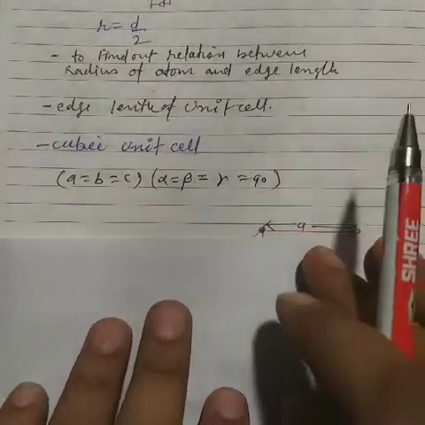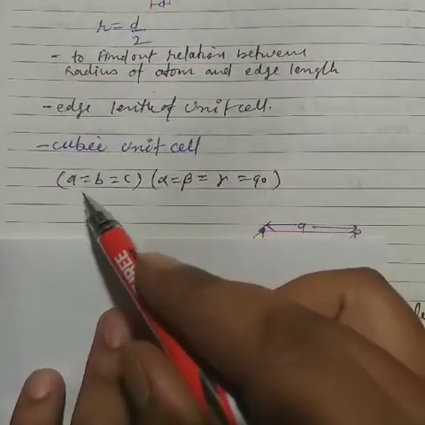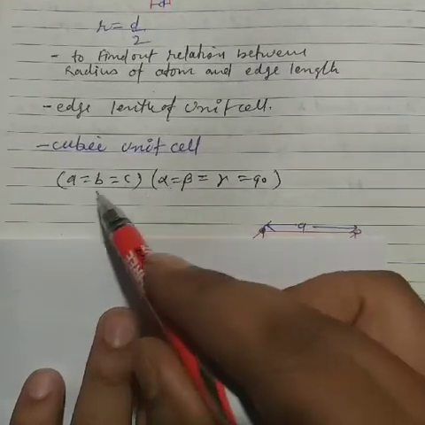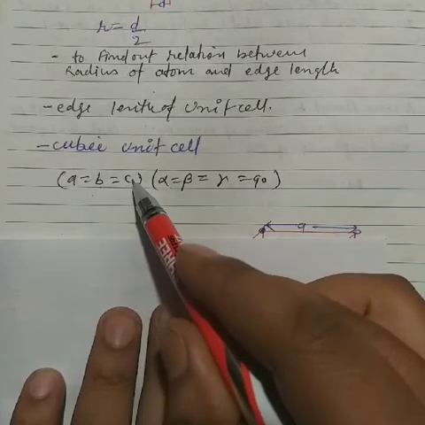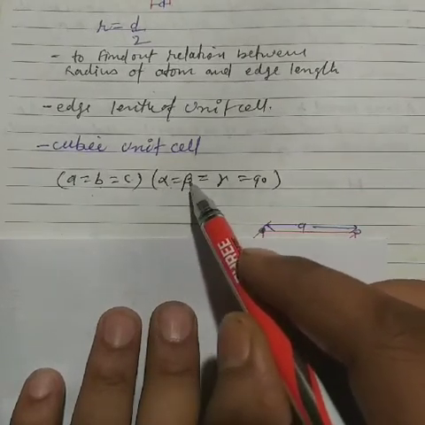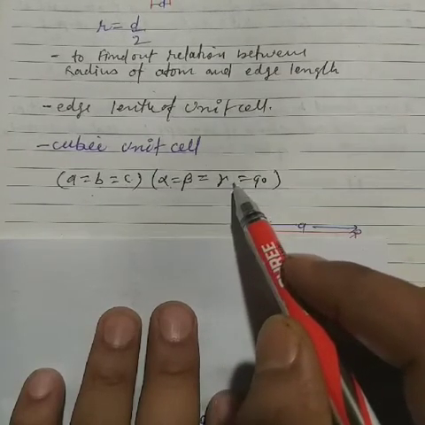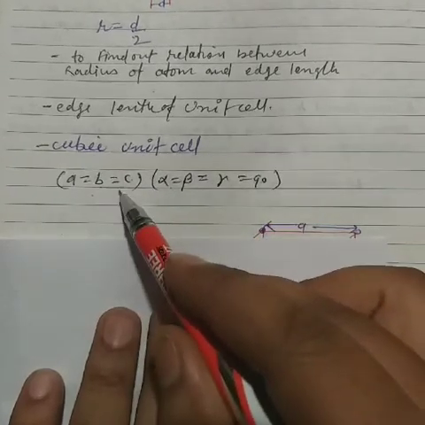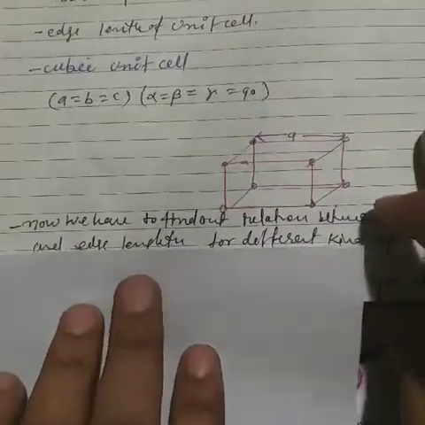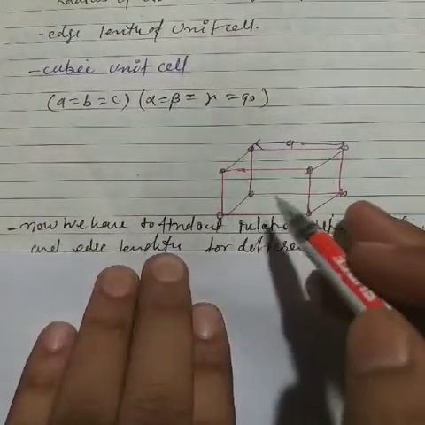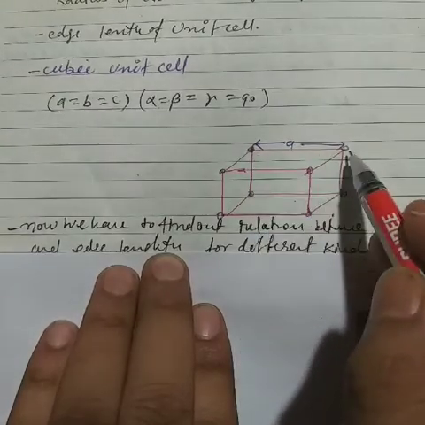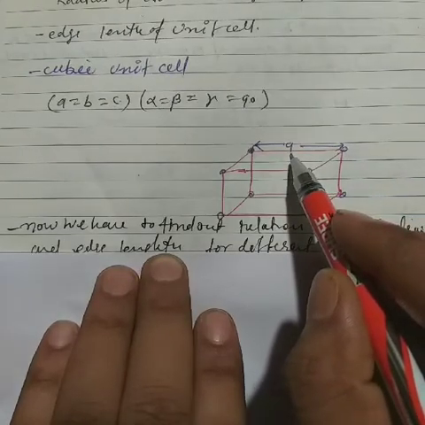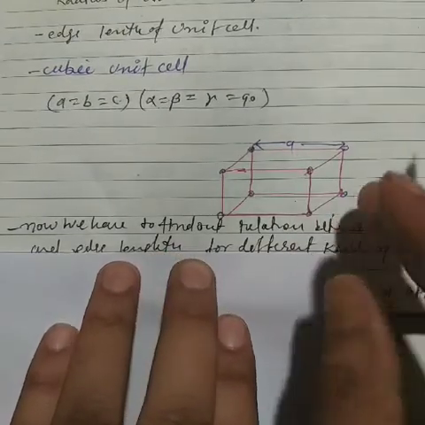Now, as we know, in a cubic unit cell, the height, length and width, that means a, b, c, are such that a equals b equals c, and alpha equals beta equals gamma equals 90 degrees. That means cell parameters and angles. Now I am drawing a simple cubic cell. The distance between two atoms, which is known as edge length, is represented by a.